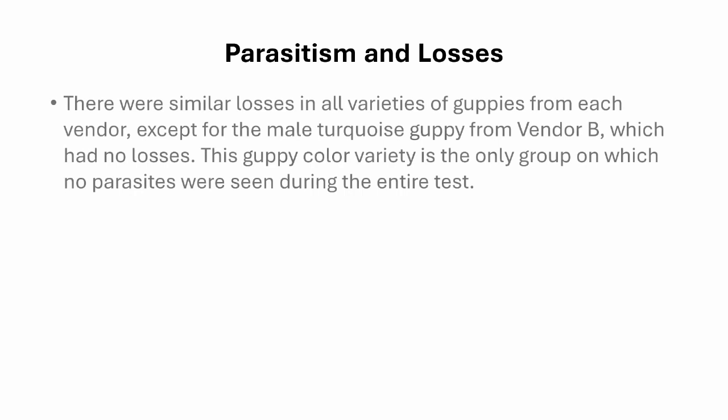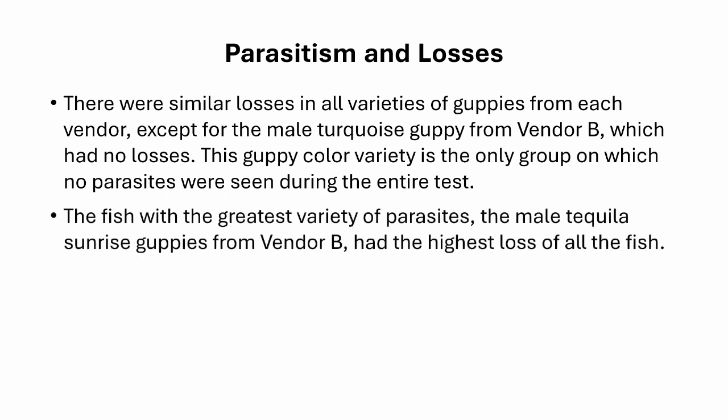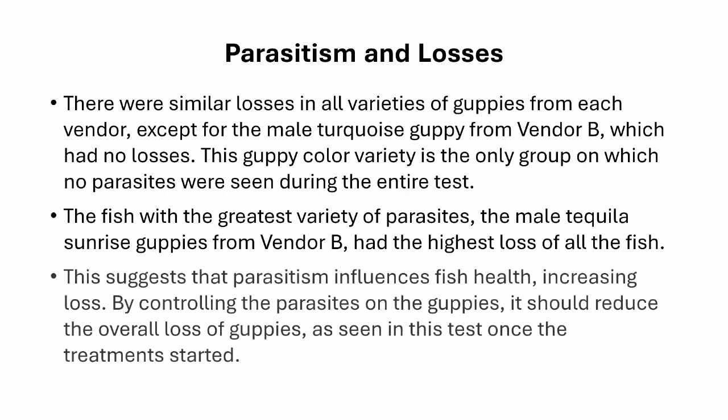We'd already mentioned that the ones that had the most parasites had the highest loss, and the ones that had the least parasites had the lowest loss. But there was loss in all of the different guppies that did have different parasites on them. And the external parasites that we did see often lead to bacterial infections that you don't see. And those bacterial infections often are what actually kills the fish. But this study did show that the parasitism influences the health of the fish and increases their loss.